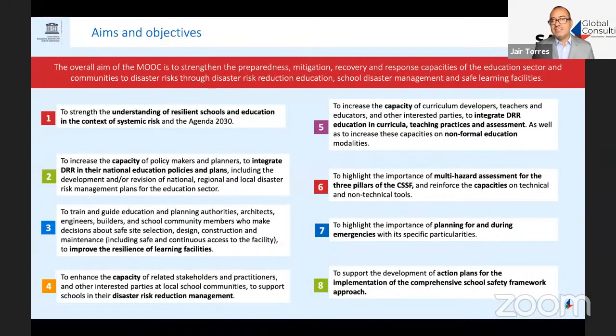So how we can try to understand what are the elements that need to be taken into consideration when we are planning for disaster risk reduction management at the school level.